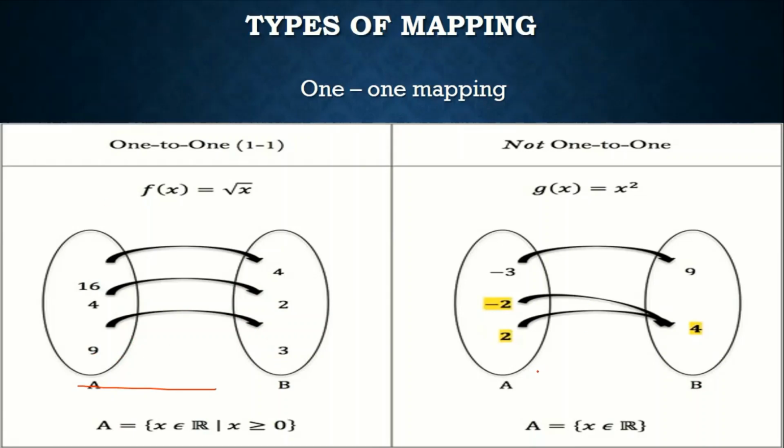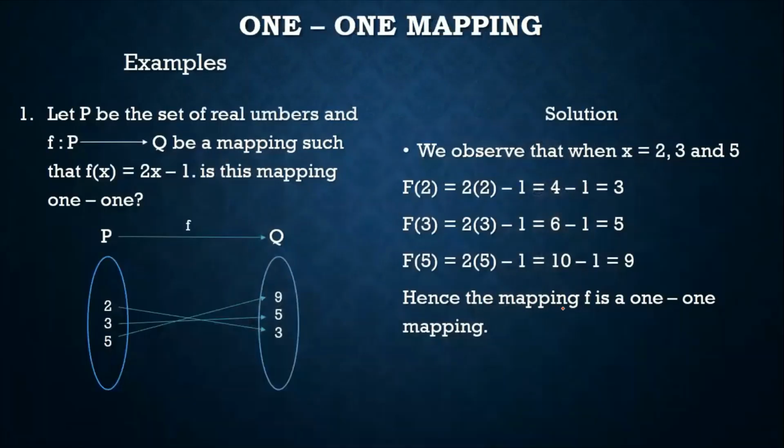Why is this not an example of a one-to-one mapping? Because 2 elements in the domain are being mapped to 1 element in the codomain. So both these elements, minus 2 and 2, have one image or are sharing one image in the codomain. So it is not unique. This image no longer becomes unique, and because of that, this is not a one-to-one mapping. Okay, let's look at the second type of mapping. Okay, before that, let's look at some examples.